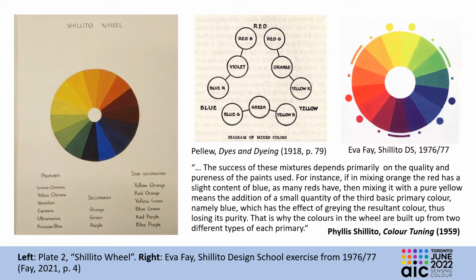The 15-step hue scale is a fixture of Shillito's student portfolios through to the late 1970s, when it was used as the basis of several additional diagrams that my co-author Eva Fay has illustrated in her book on the Shillito Design School. The arrangement could well have inspired later instances of double primary palettes, but we have no direct evidence to support this.